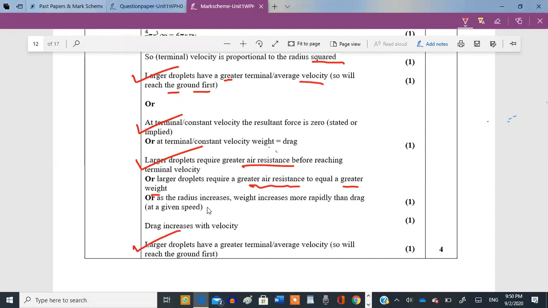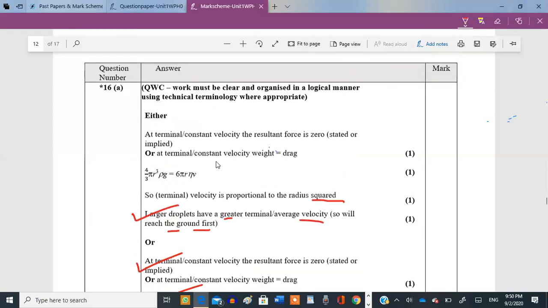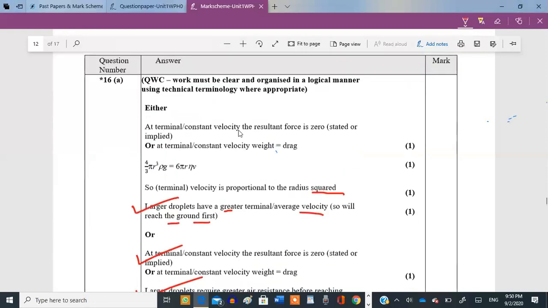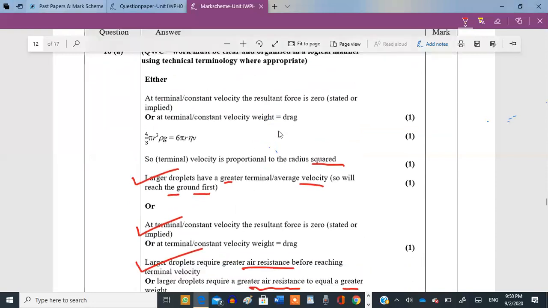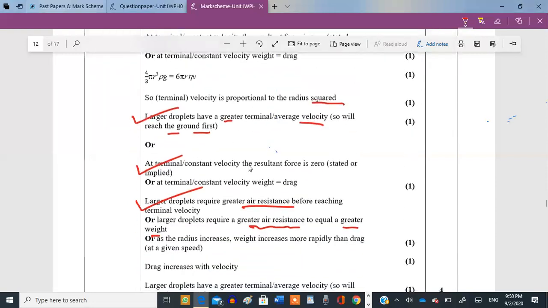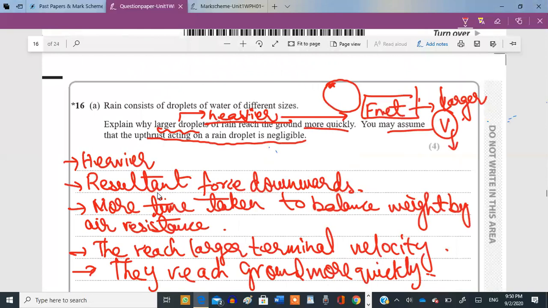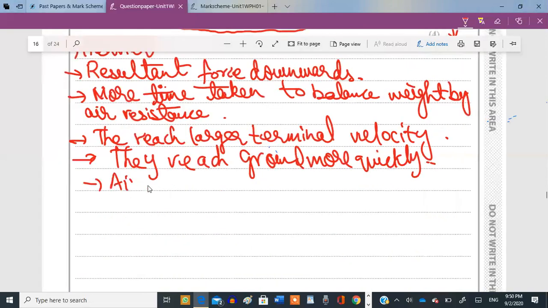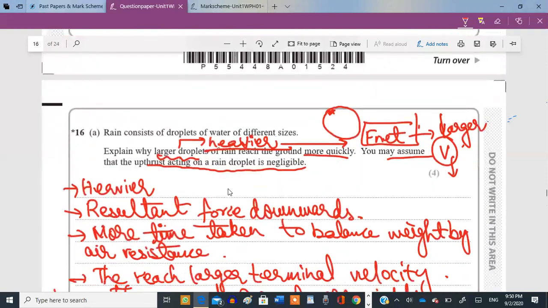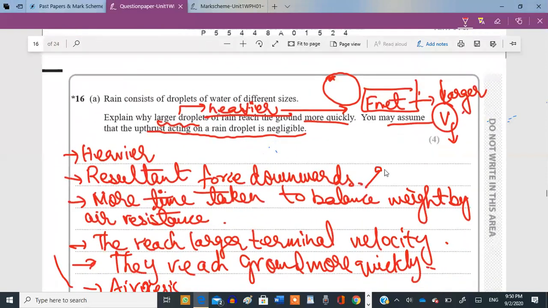Okay, they've mentioned it twice. Can't take the mark twice. We got 3 marks for the answer that we wrote: at terminal velocity the resultant force is 0. We implied this: larger droplets, terminal velocity, greater air resistance. We should have mentioned this point as well, that the drag force or the air resistance increases with velocity. This point has to come first, has to come over here. Air resistance increases with velocity.